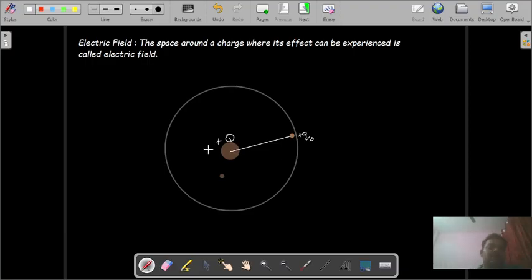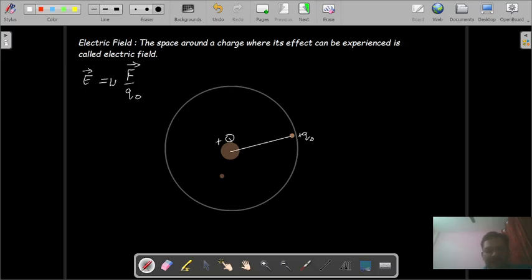So the electric field intensity over here, E, is given as the force experienced by the test charge per unit test charge. So electric field is a vector quantity. It is in the direction of the force experienced by the test charge. So here the test charge q naught experiences a force. So force per unit test charge gives us the electric field.